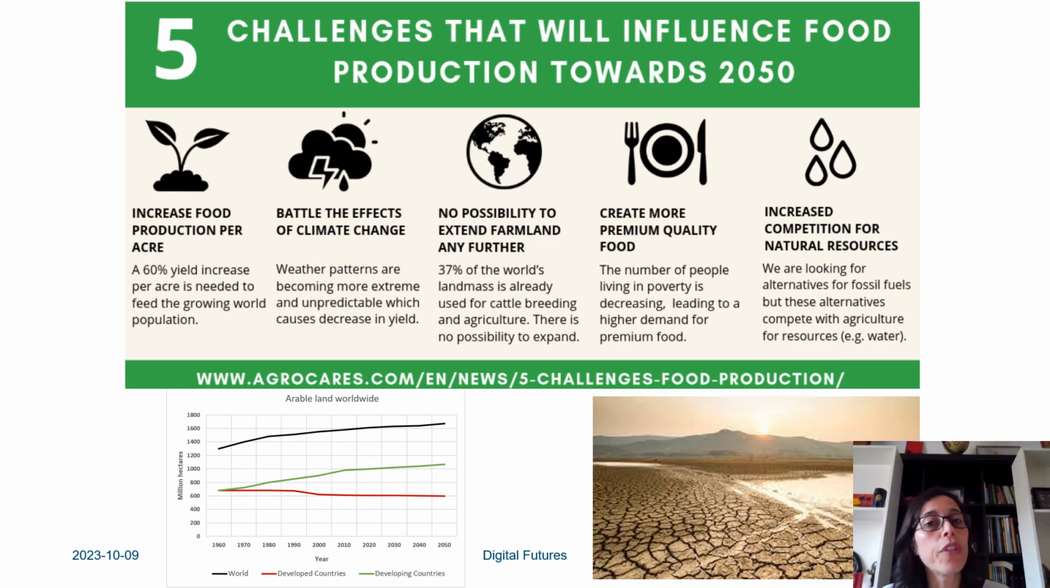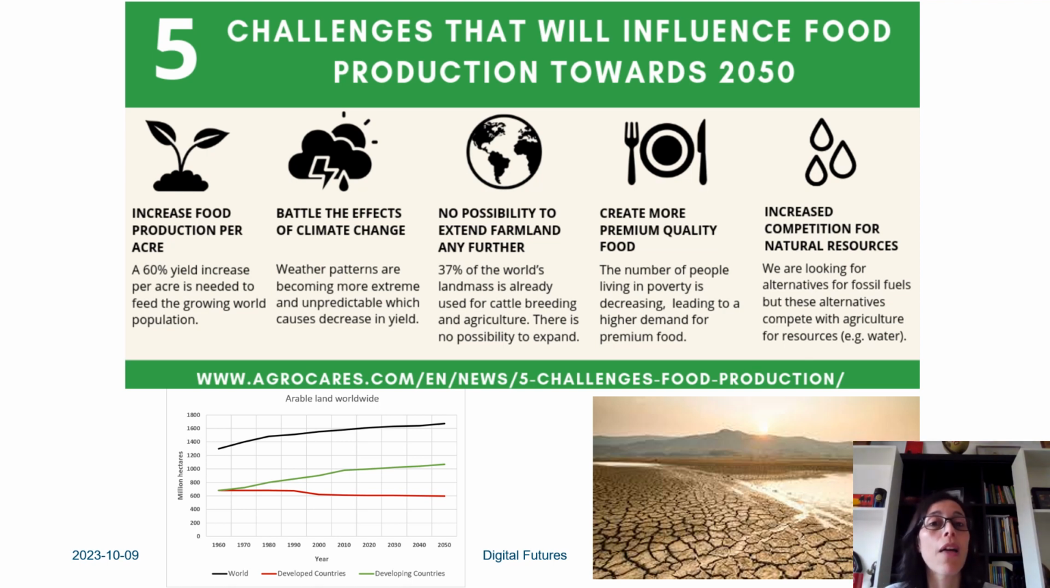The challenge of feeding an increasing population is exacerbated by limitations, for example, on agricultural land, which is expected to slightly increase and even decrease in developed countries associated with the lack of space. This implies a 60% increase in the yields per acre to feed the future population.